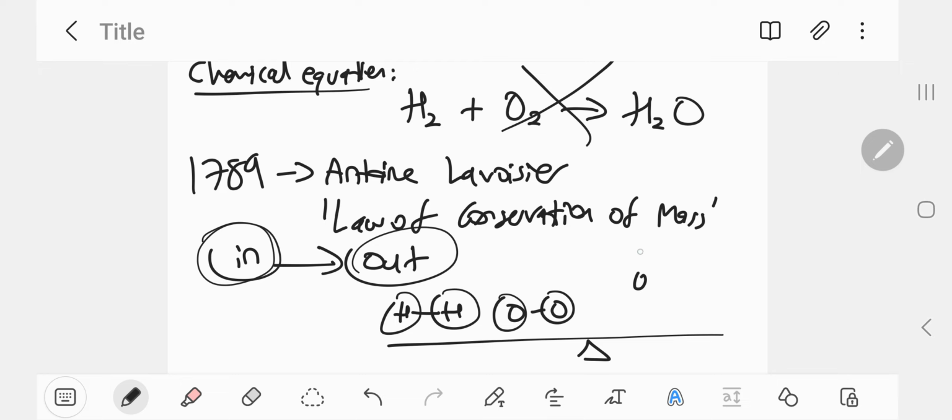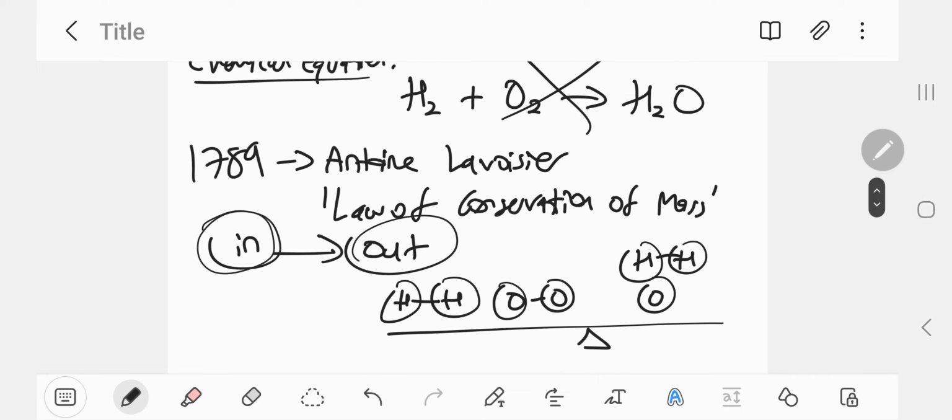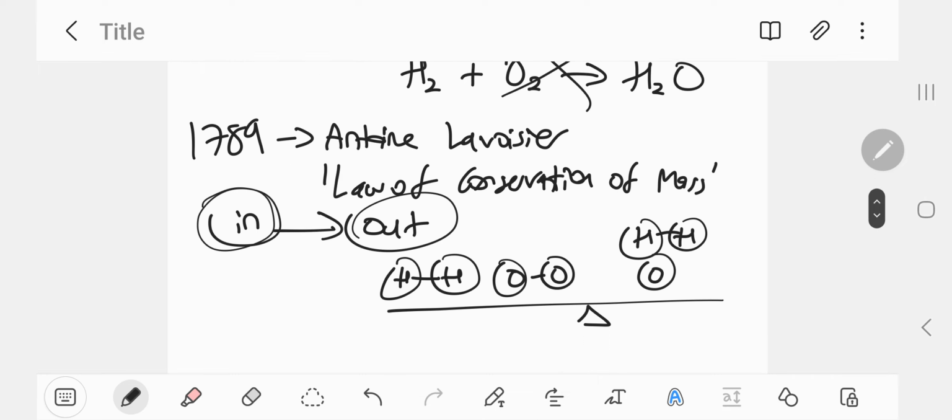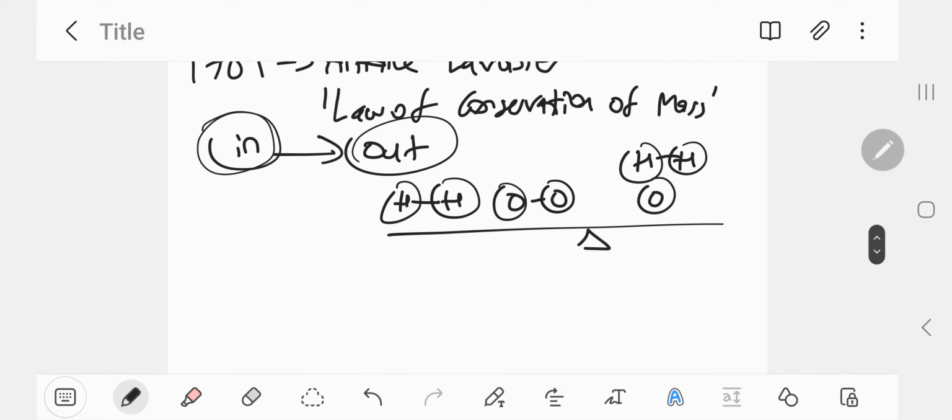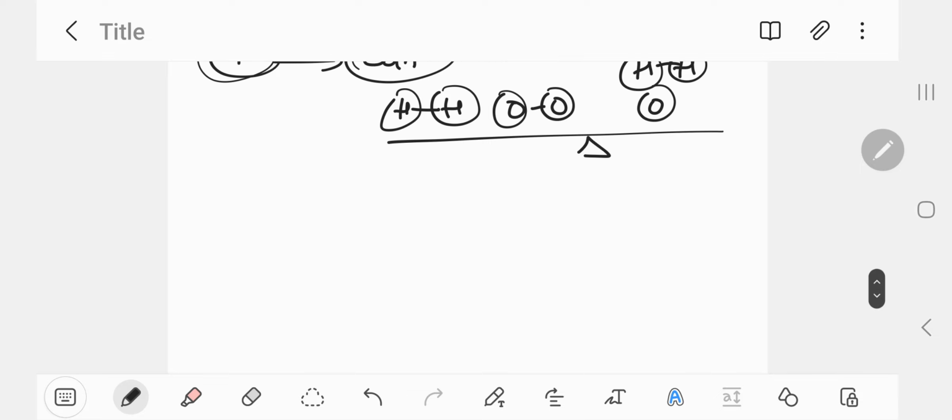Right-hand side, two H's, only one O. Okay, the seesaw is not balanced. It appears that the left-hand side is heavier. So how do we go about fixing this? Well, we do what's called balancing this chemical equation. So let me show you how to balance this.